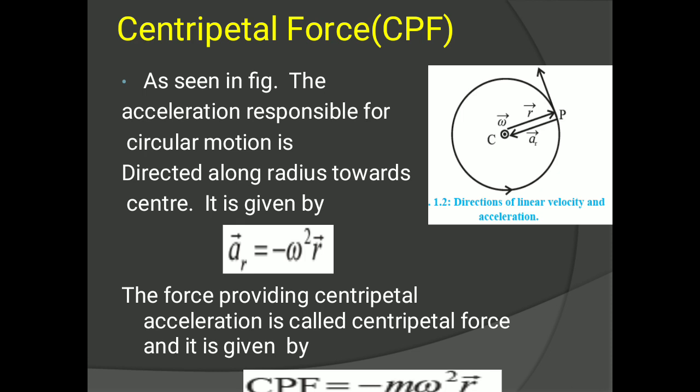The force providing centripetal acceleration is called the centripetal force, and it is given by centripetal force is minus m omega square r. Remember, force is equal to mass into acceleration. Above we have written acceleration as omega square r. So centripetal force is minus m omega square r.